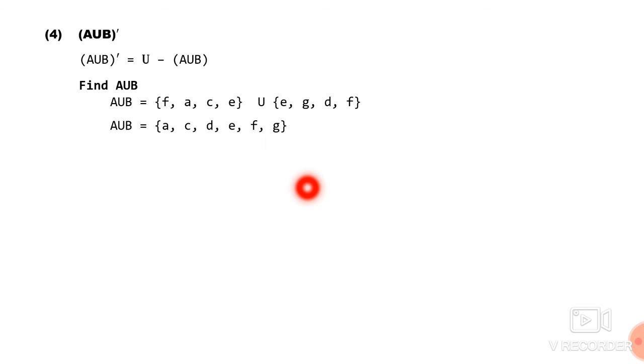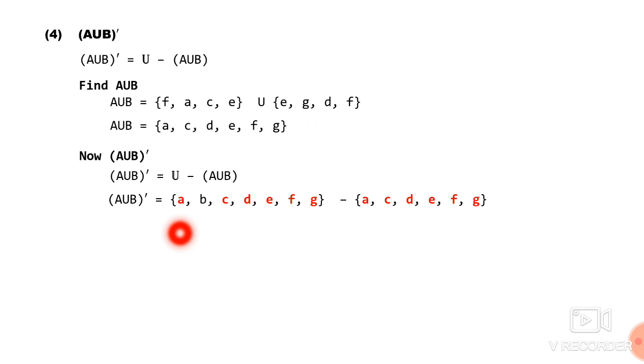Now we are going to find the complement of A union B. Complement of A union B is equal to the universal set minus A union B. We have found out A union B. So putting in the sets, the universal set minus A union B, which we found in the previous step. We will write it here. All the same elements will be cancelled out and the remaining elements of the universal set will be written. So the complement of A union B is just the element B.